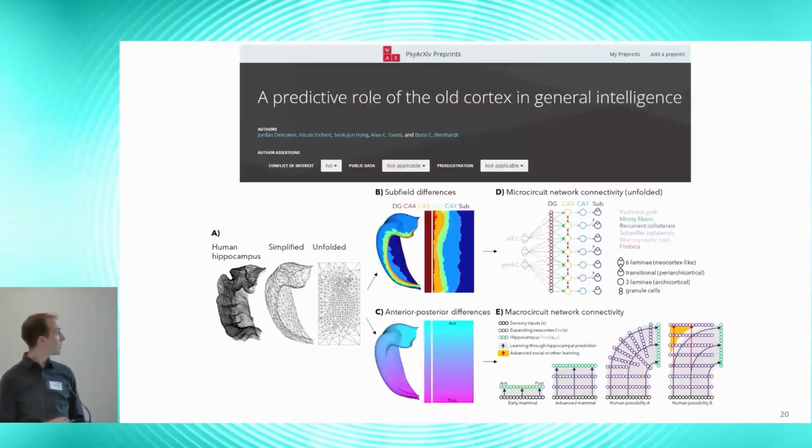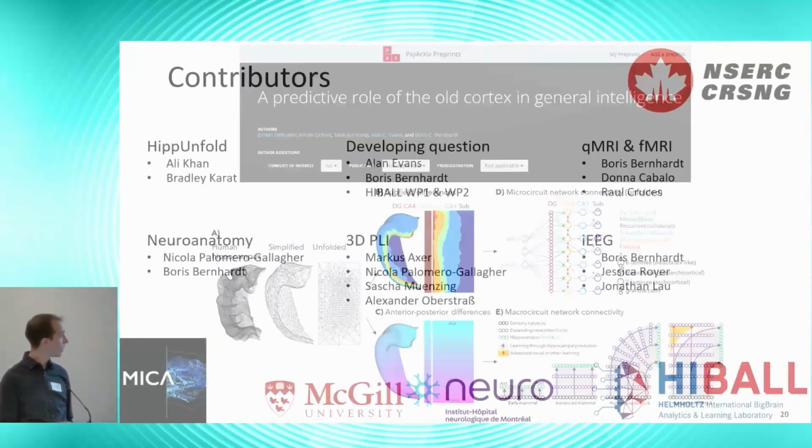I also just wanted to mention really quickly, for the AI enthusiasts in the crowd, this perspective paper that we have just preprinted that basically tries to use this organizational principle of the hippocampus to inform how we might design AI. And especially this notion that the hippocampus may be a supervision signal for training the rest of the neocortex. With that, I'll wrap it up, and I'm happy to take any questions.